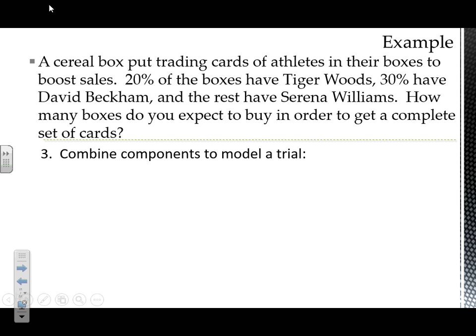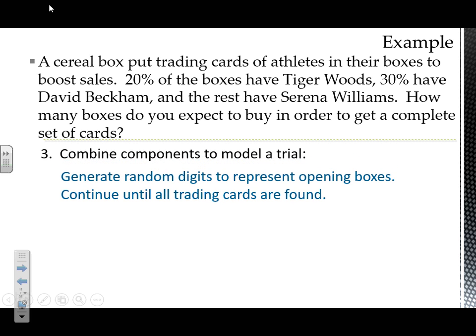So now we have to actually run our trials. Okay, we know what we're going to be doing over and over. We know how we're going to run it over and over. So we need to start generating random digits to represent opening boxes, and then we continue until all trading cards are found. Okay? So we're going to go ahead and run 5 trials here.